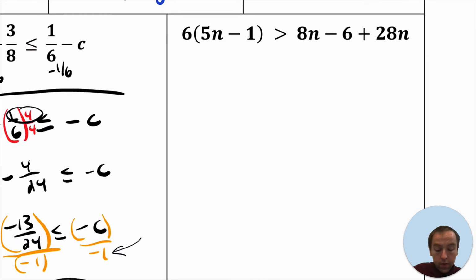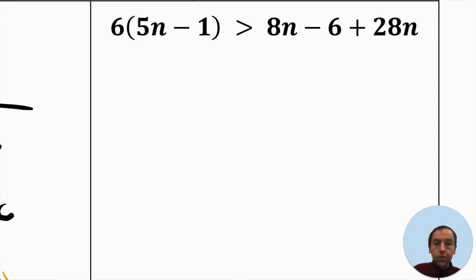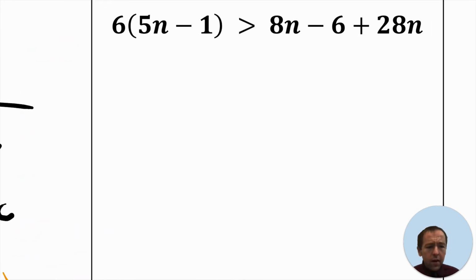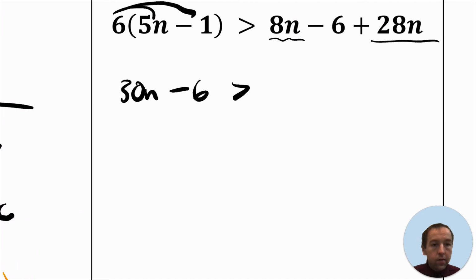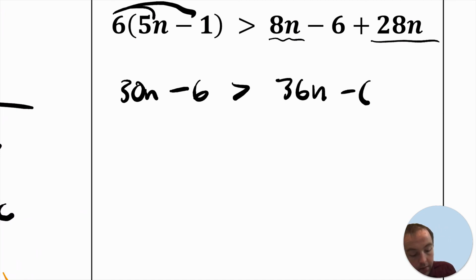And the last one here, there are multiple steps going on. On the left-hand side, you see there's some distribution, which we can take care of. So 6 times 5n is 30n, and 6 times -1 is -6. On the right-hand side, you've got some like terms. A positive 8n and a positive 28n will combine to become 36n, and then -6.